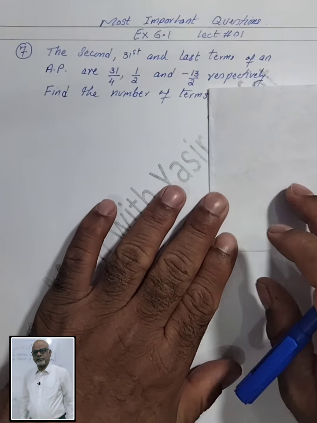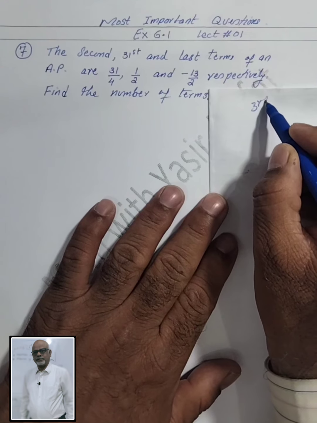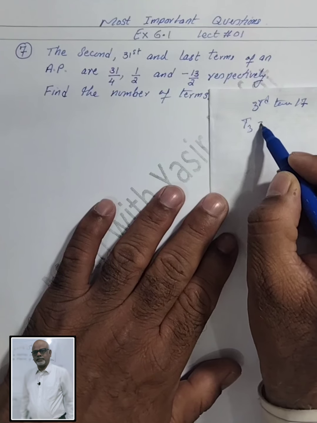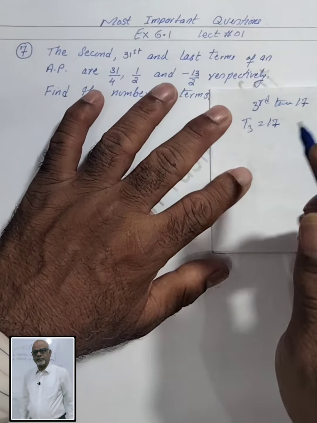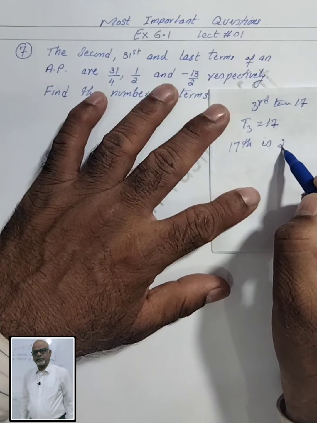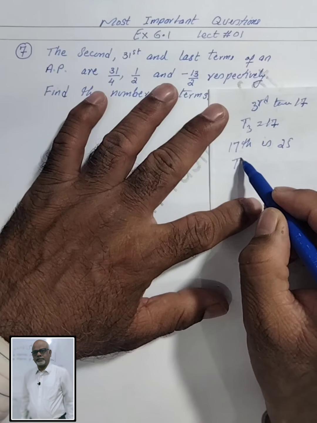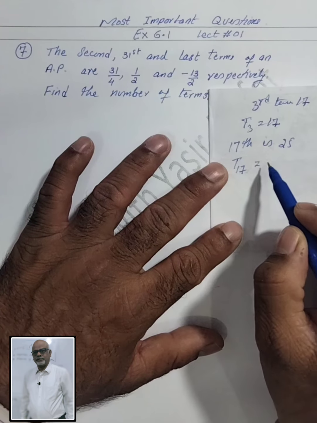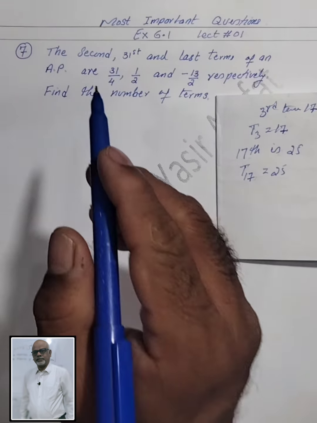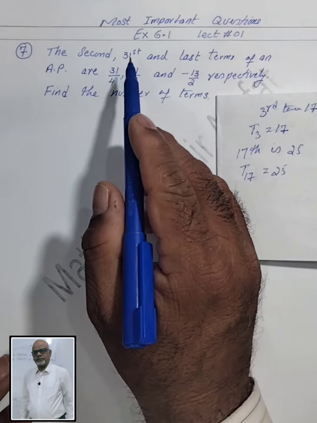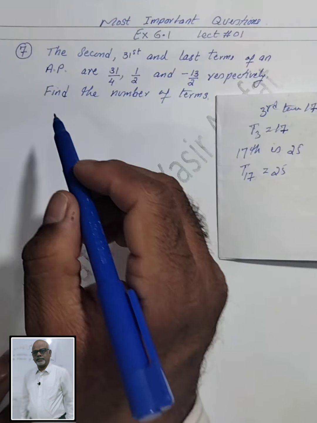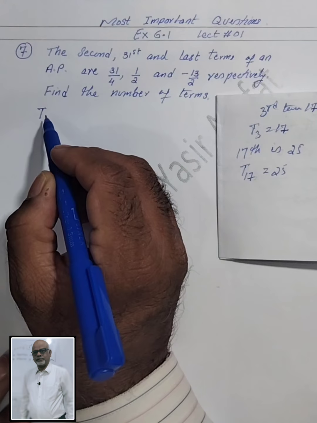Here, if we will say that the third term is 17, for example, the third term means T3, that is equals to 17. If it is, say, question says 17th term is 25, that means that is T17, it is equals to 25. The same logic we have to apply in this question here. So here in this question says the second means T2, the 31st means T31, and the last term, that means Tn, are respectively given in the question.